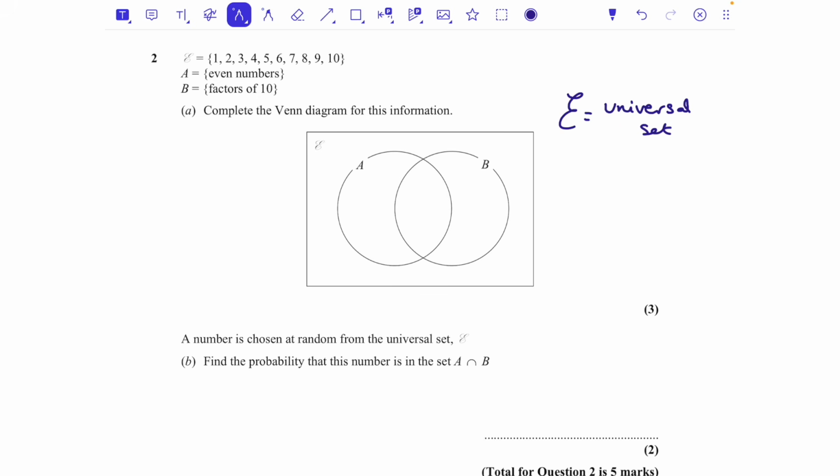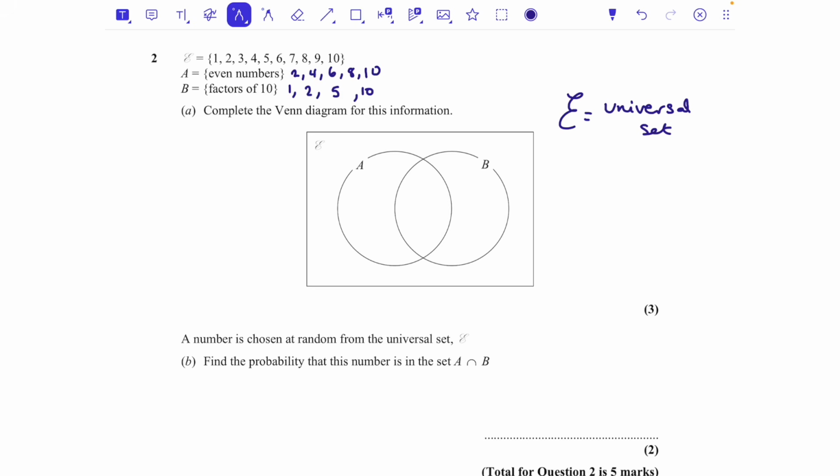So we've got A is all the even numbers, but remember that's only even numbers from within your universal set. So we've got 2, 4, 6, 8, and 10. We wouldn't put 12 because that's not in our universal set. And then B, factors of 10. So we've got 1 and 10. Don't forget factors come in pairs. And 2 and 5. There we go. Those are all of the factors of 10, numbers that fit into 10 an exact number of times.